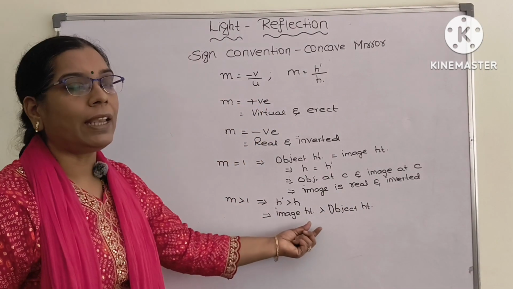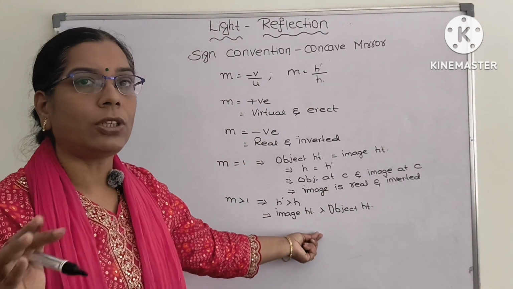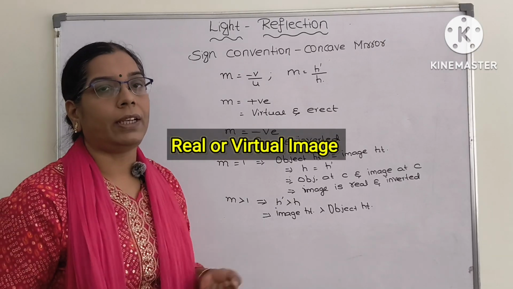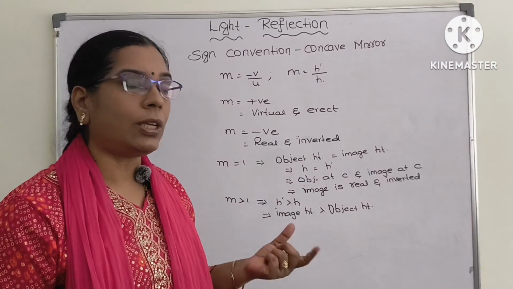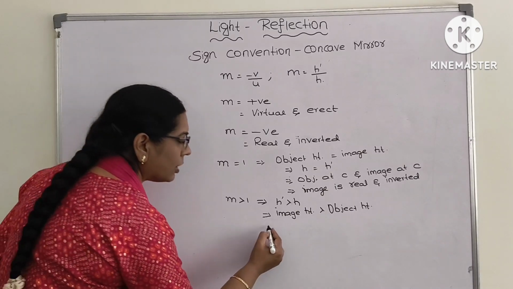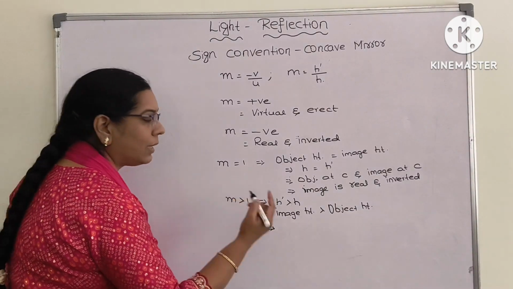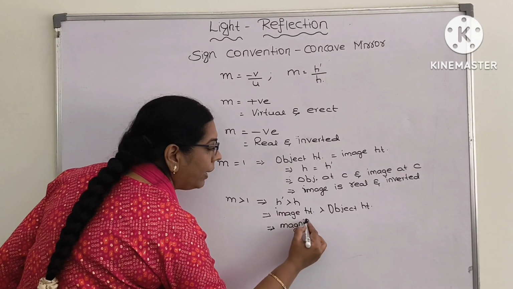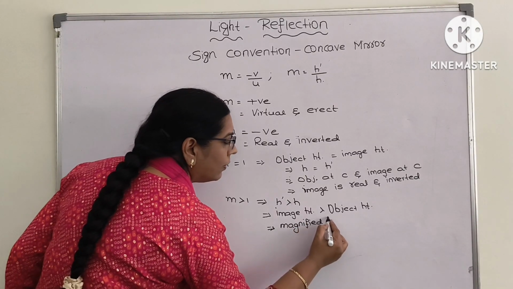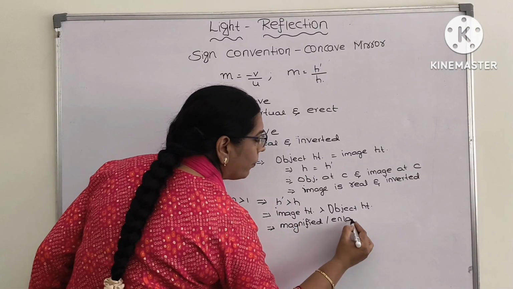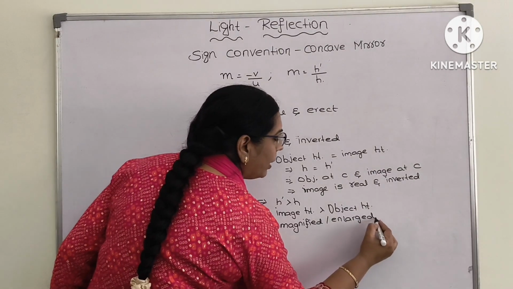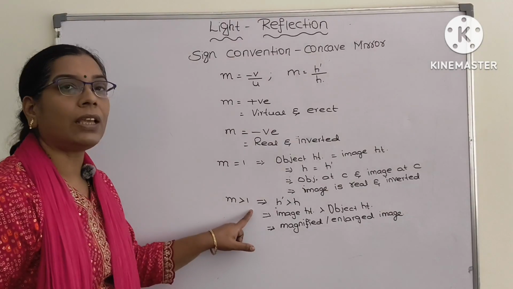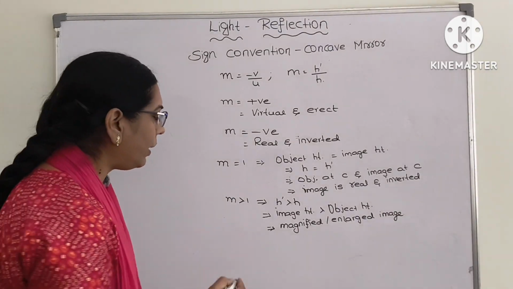Now, from this, can we conclude whether it's a real image or virtual image? No, because both real and virtual images can give you enlarged or magnified images. So when m is greater than 1, it means you are getting a magnified or enlarged image. Just by the number alone, you cannot say whether it is real or virtual.